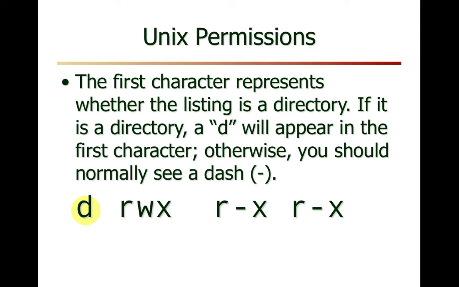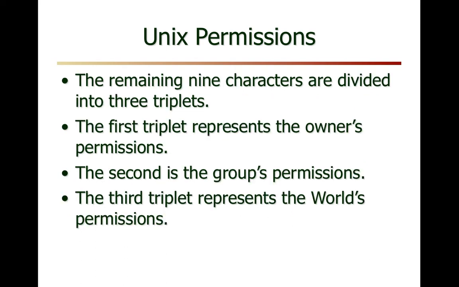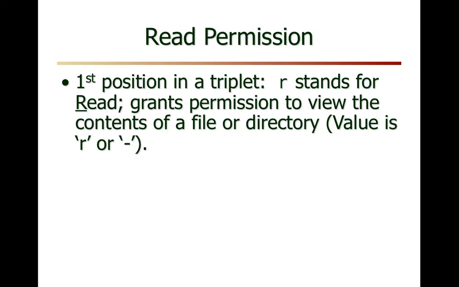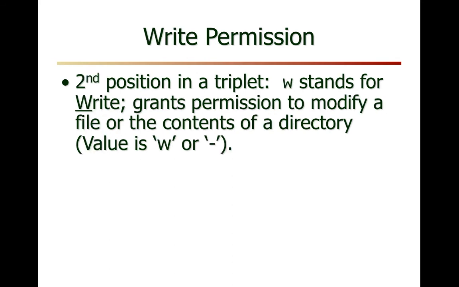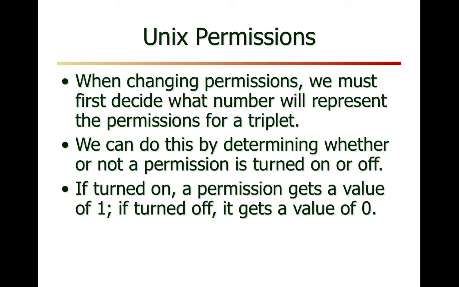So the first character represents whether the listing is a directory. If it is a directory, the D shows up. Otherwise, we see the line. So I just went through this. The remaining 9 characters are divided into 3. The first triplet represents owner, second is the group, third is the other, or the world. We went through read, we just went through write, we just went through execute.